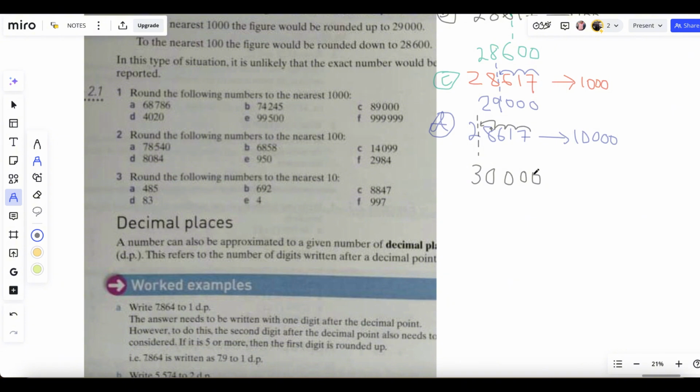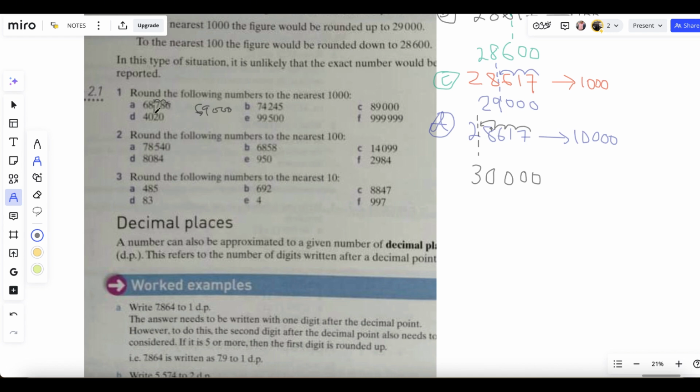Okay, so this is how we do rounding. Next, we have a lot of questions for you to practice. Round the following number to the nearest 1,000. You count 3 times: 1, 2, 3. So you break from here. You take 1 from 7, put here, it becomes 69,000. If you round to the nearest 1,000, this number will become 69,000.